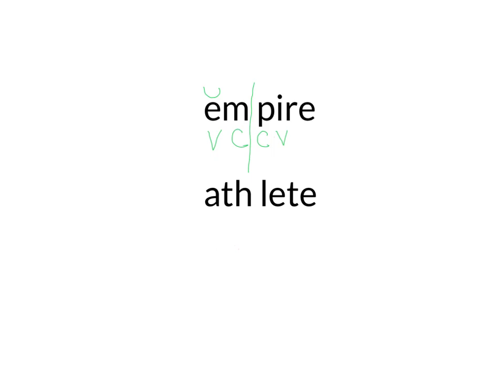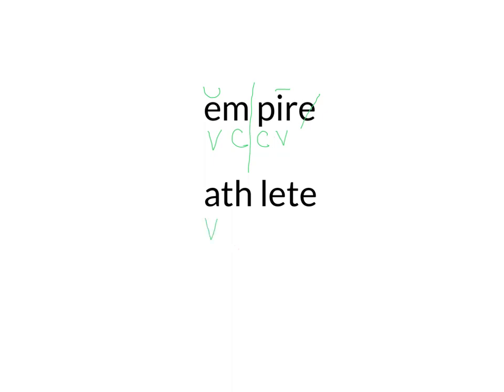followed by a consonant, and the vowel sound is short. The next syllable has one vowel followed by a consonant, and the E is silent. So that is a silent E syllable. You'll mark the vowel sound long and cross off the silent E. Empire. The next word is athlete.